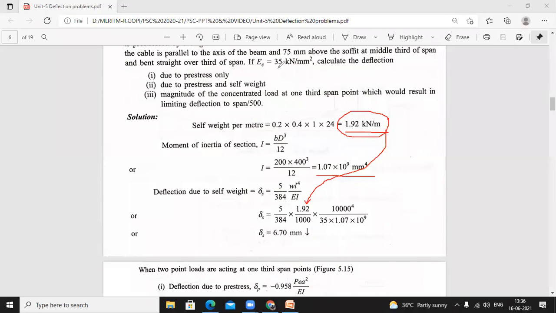The E value is given in terms of N per mm square only, so directly put 35. Next, moment of inertia 1.07 into 10 power 9. So the deflection due to self-weight is 6.7 mm downward.